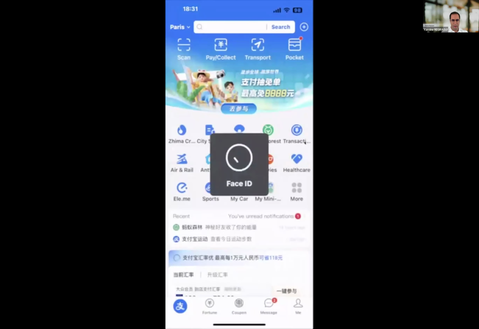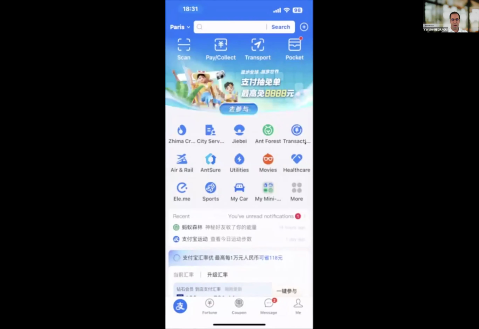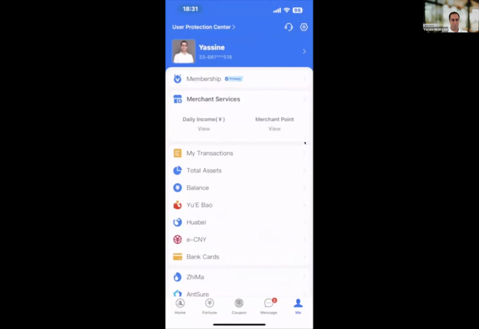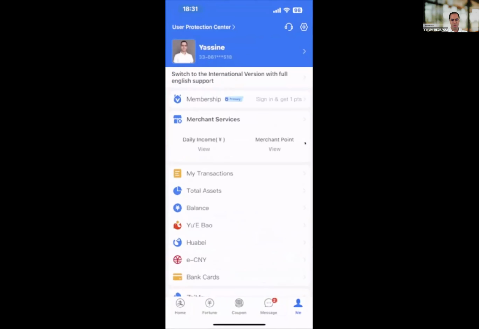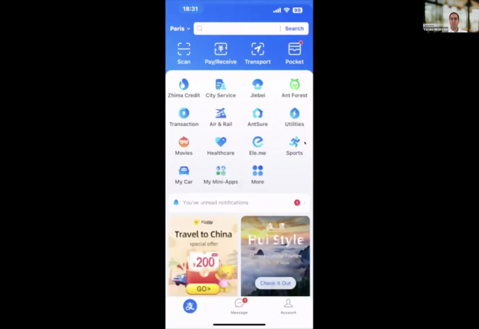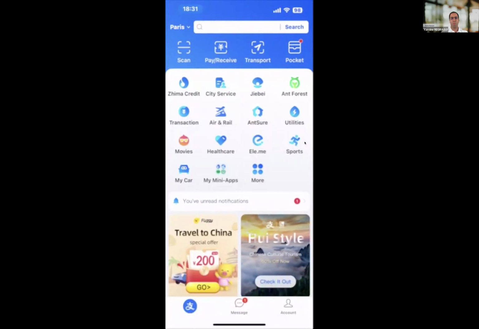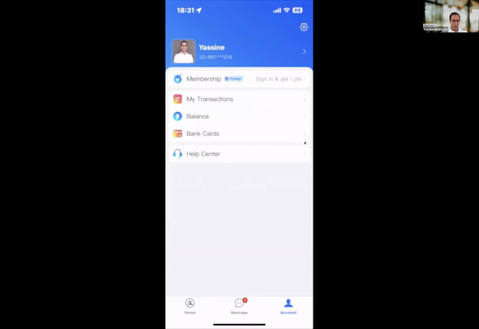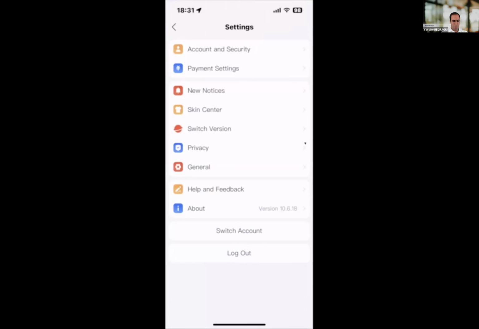So here is Alipay. You can see that it's a little bit designed for Chinese users, so don't be surprised if you see many Chinese wordings, etc. You have an international version that is available, so you can have access to it here. Switch to the international version, so you can have it fully in English. But the English version for me doesn't really reflect 100% what the capabilities of Alipay are. So I would directly switch to the local one.